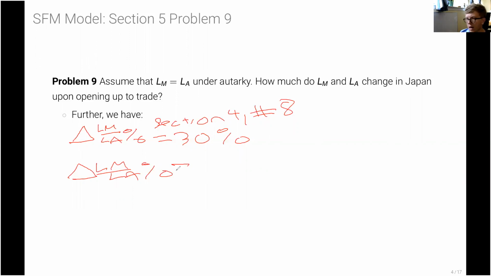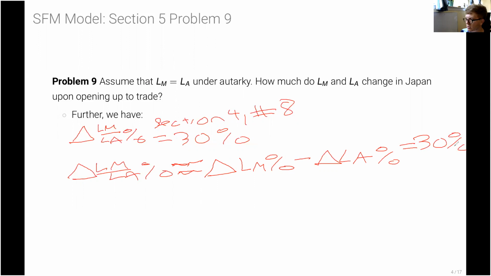Okay, so going back and thinking about the percentage change rules that we learned in section 0, note that the percentage change of LM over LA is going to be approximated by the percentage change in LM minus the percentage change in LA. How can you see that? You can see that because LA, by being the denominator, technically has an exponent of -1, and so that comes out like so. Okay, so the percentage change in LM minus LA must equal 30%.